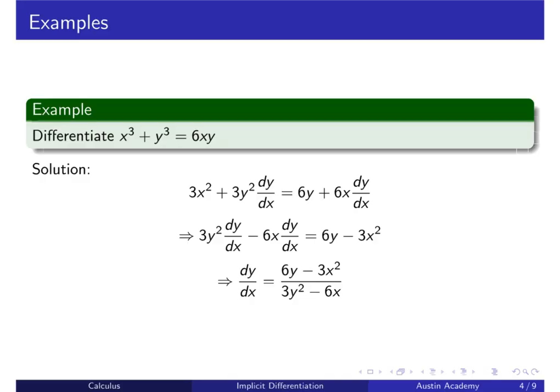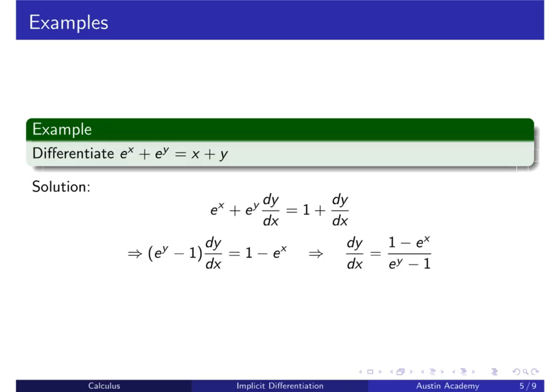Intermediate example. Differentiate x cubed plus y cubed equals 6xy. The derivative becomes 3x squared plus 3y squared times dy/dx equals 6y plus 6x times dy/dx. Move terms. 3y squared times dy/dx minus 6x times dy/dx equals 6y minus 3x squared. Solving for dy/dx, dy/dx equals (6y minus 3x squared) over (3y squared minus 6x).